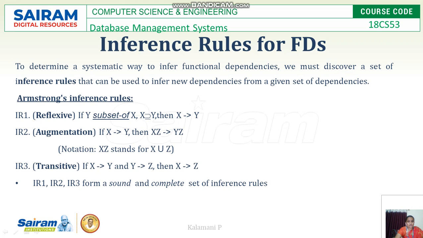The next rule, IR2, is called the augmentation rule. This rule states that if X defines Y, then we can add an additional attribute on both sides: XZ defines YZ. Here the notation normally uses the union operation, X union Z. The third rule, IR3, is the transitive rule, which we have already seen: if X defines Y and Y defines Z, then X defines Z. These 3 rules, reflexive, augmentation and transitive, are called a sound and complete set of inference rules.